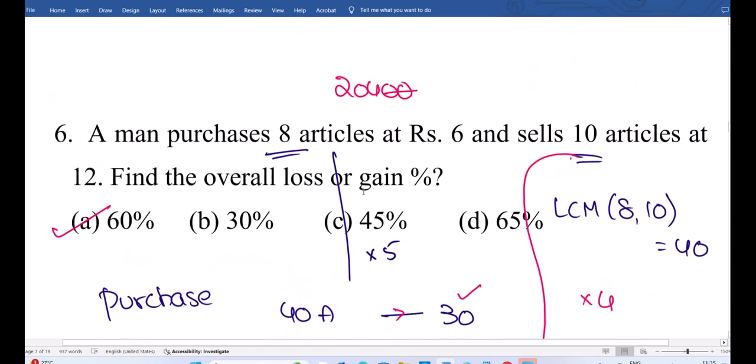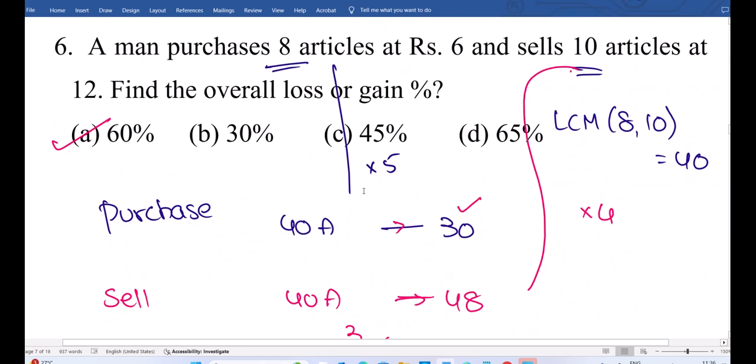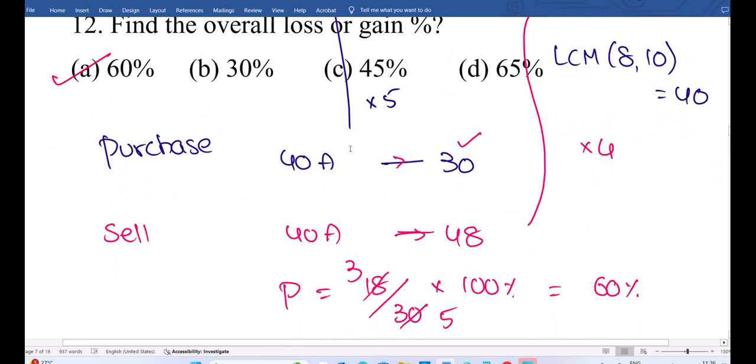Right? So a man purchases 8 articles at rupees 6 and sells 10 articles at rupees 12. Find the overall loss or gain percentage. Different number of articles is given. Our primary job, we have to maintain same. Some people may solve by taking one article cost price, one article selling price. You will get same answer only, 60%. One article or 10 articles or 4 articles, both must be same quantity. That's my basic condition. Then you can handle it easily. Okay, 60% correct.